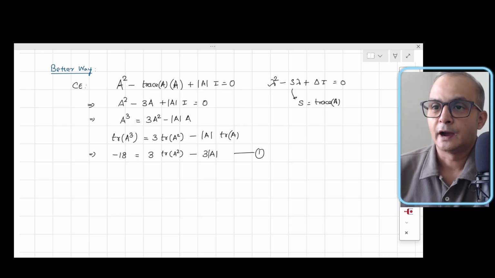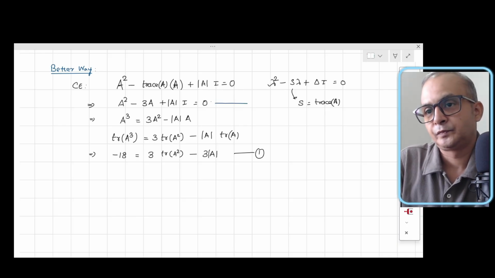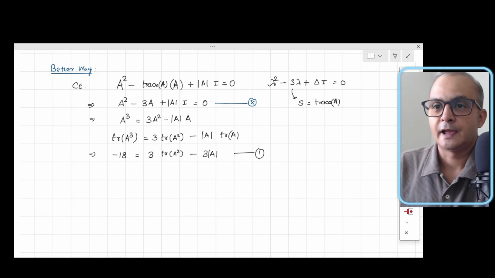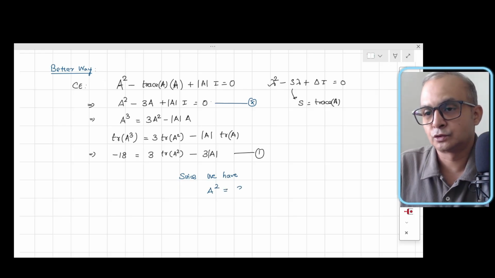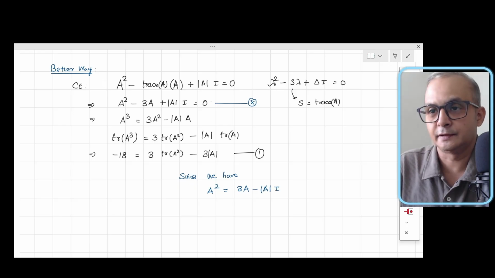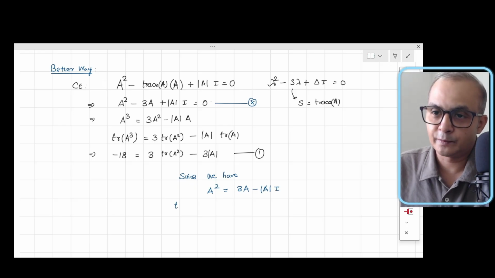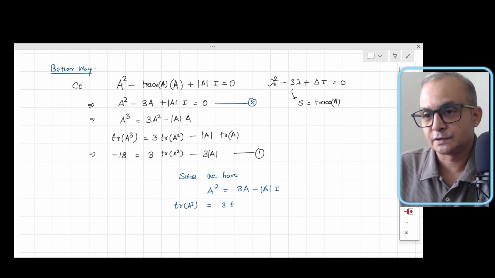So again I use this star and apply the trace over here. What we have is A square equal to 3A minus determinant of A times I, from this star. And again I'm applying the trace here. The trace of A square is 3 times trace of A minus determinant of A times trace of I.